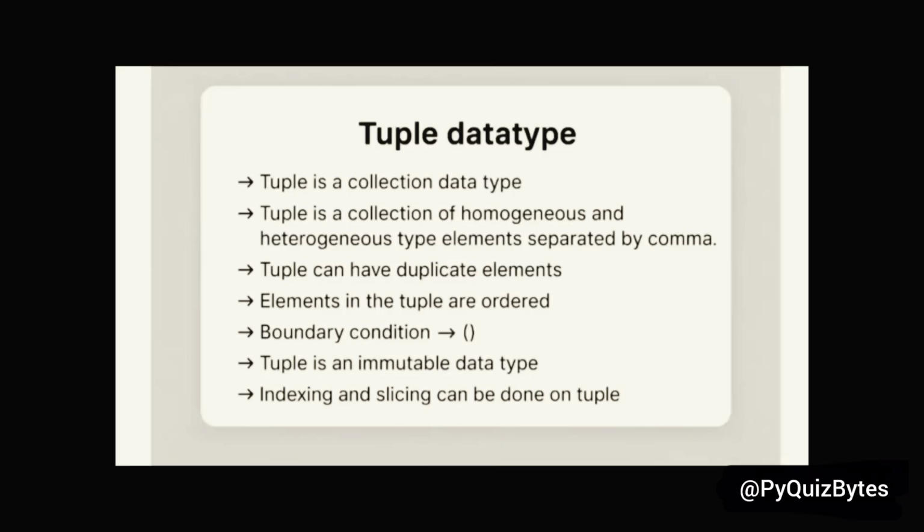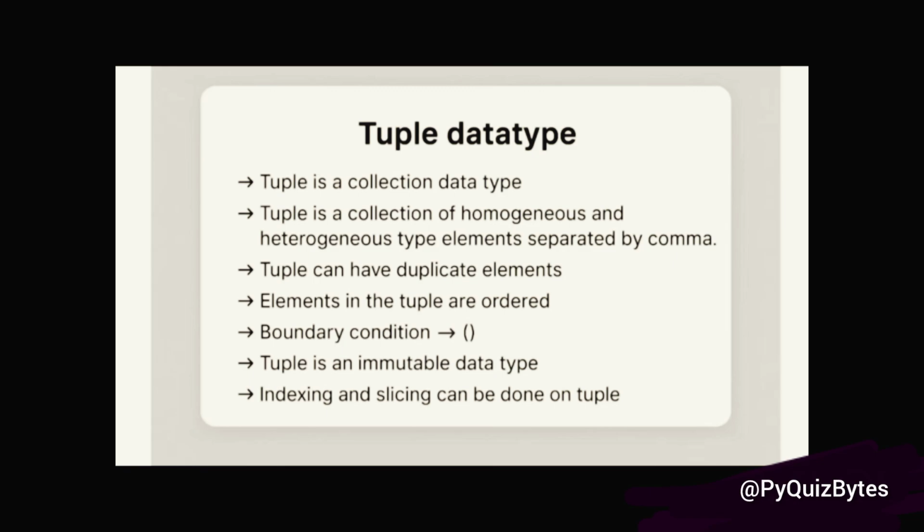Let's discuss another sequential or ordered data type, that is tuple. Tuple is a collection data type. Tuple is a collection of homogeneous and heterogeneous type elements separated by comma. That means it can have the same type of elements or different data type elements. Tuple can have duplicate elements, that is it can have repeated elements too. Elements in the tuple are ordered, that is each element has its own position.